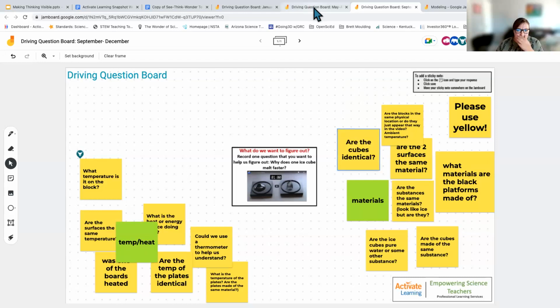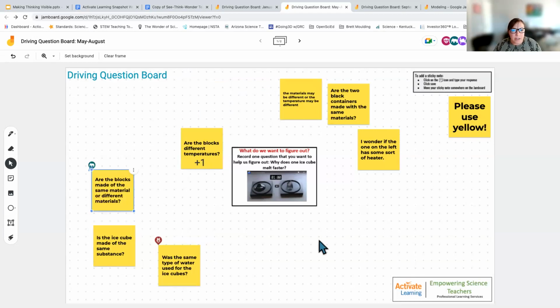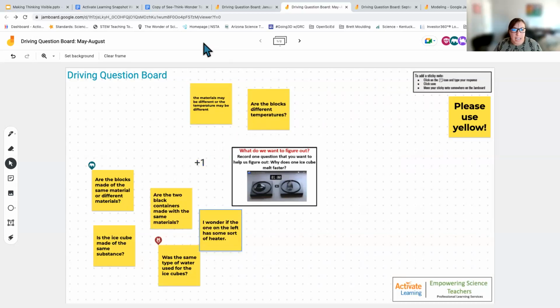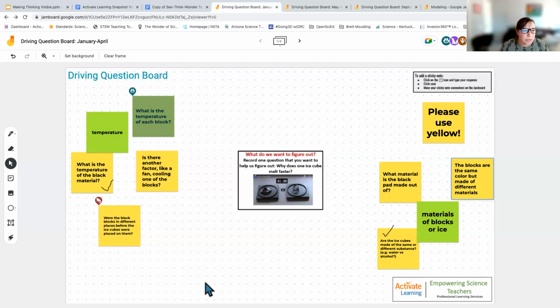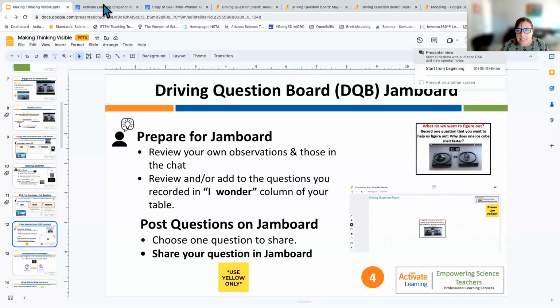Let's go check the 3rd one real quick. Same. We got substances, temperature, materials, temperature, containers, materials, heater. Okay, so it looks like we've got a pretty strong trend here. It looks like you are all wondering about the same things. It looks like you care about temperature and the materials. So I love that people are connecting to each other's ideas. We're so used to Jamboard, it's fantastic. But now let's come back into the space that you've shared your ideas. So here we go.